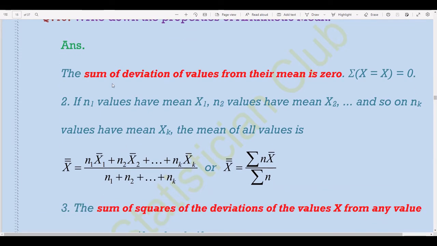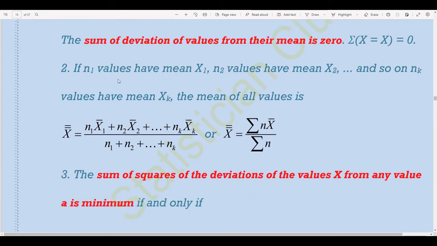First property: the sum of deviations of values from their mean is 0. Here is some error; the right equation is sum of x minus x bar is equal to 0. Sum of deviations means minus; deviation is represented by minus. We can show it in mathematical sign as minus. So each observation deviates from their mean, and the mean is represented by x bar, and the sum is 0.